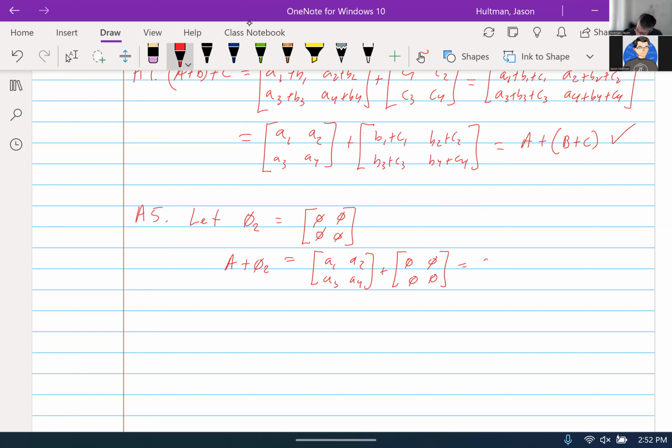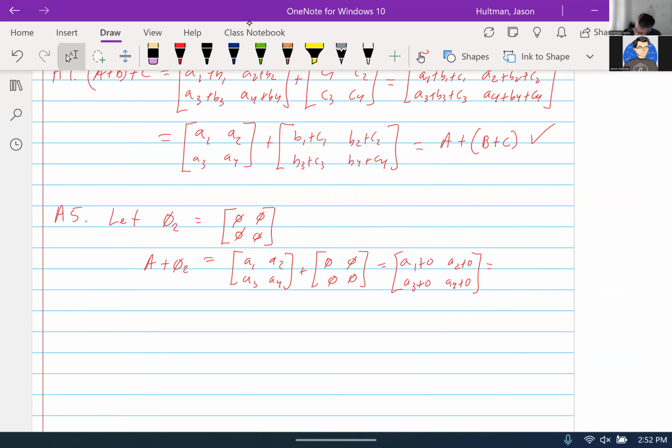Okay, which is equal to A1 plus 0, A3 plus 0, A2 plus 0, A4 plus 0, which is just equal to A1, A2, A3, A4, which is equal to A. So that checks. That's the additive identity.